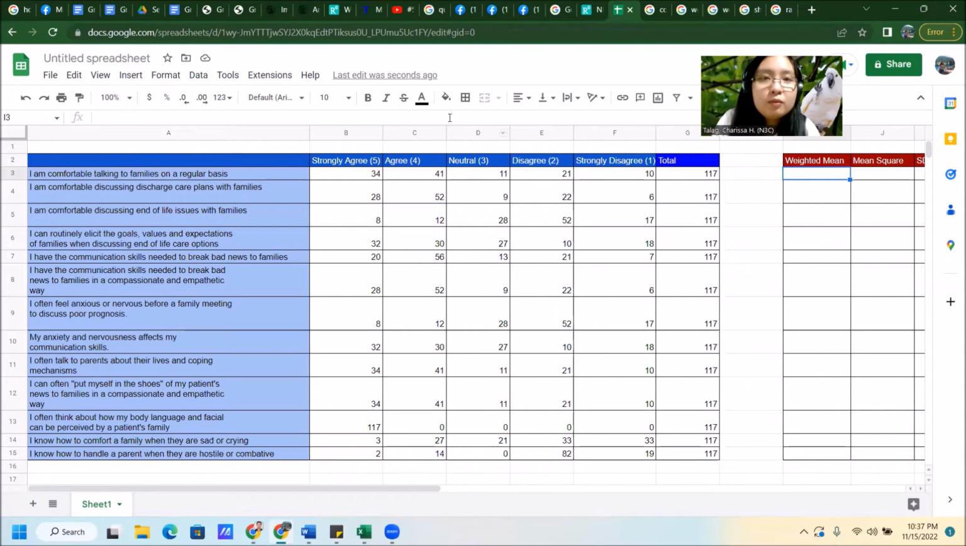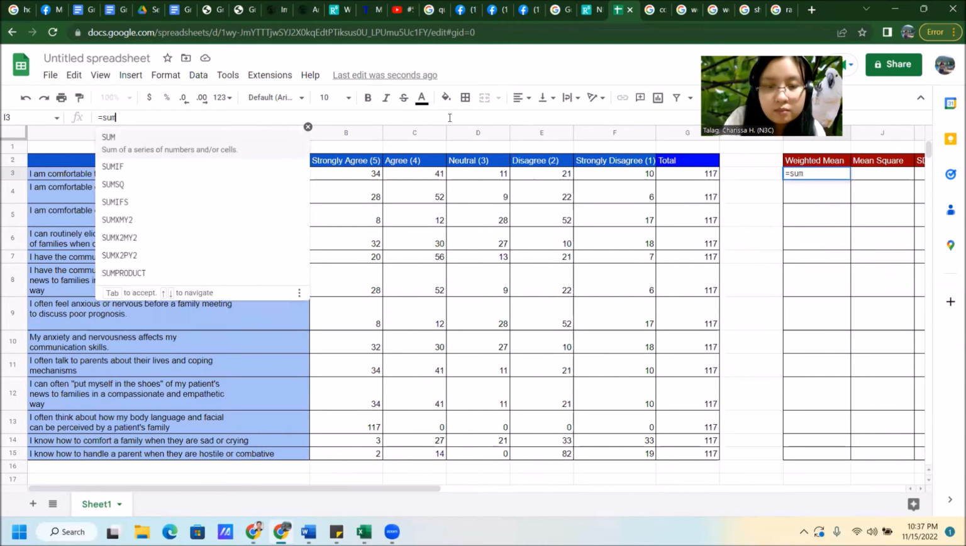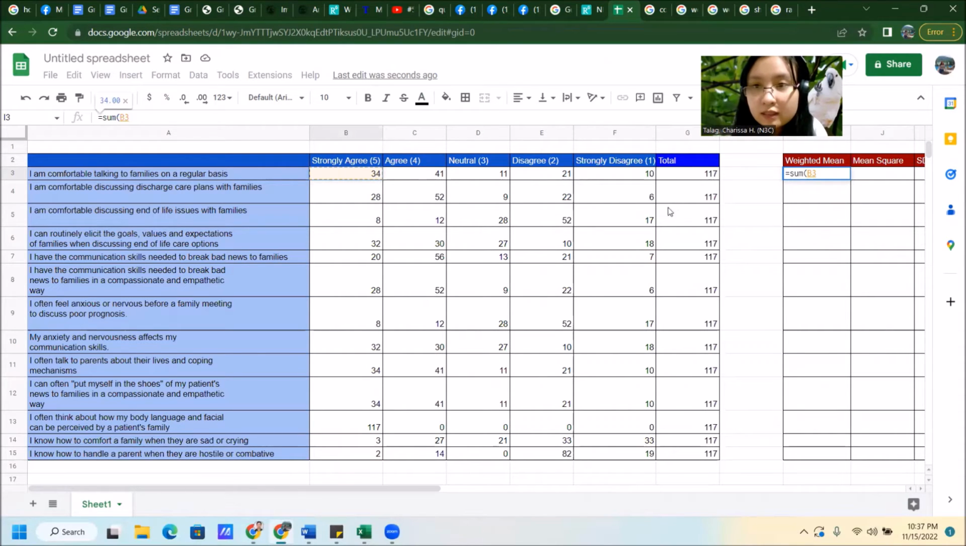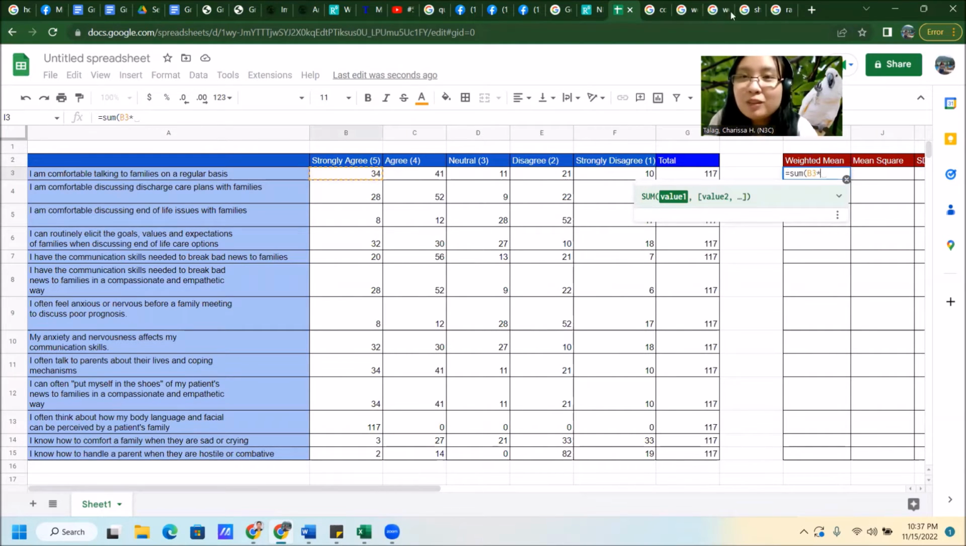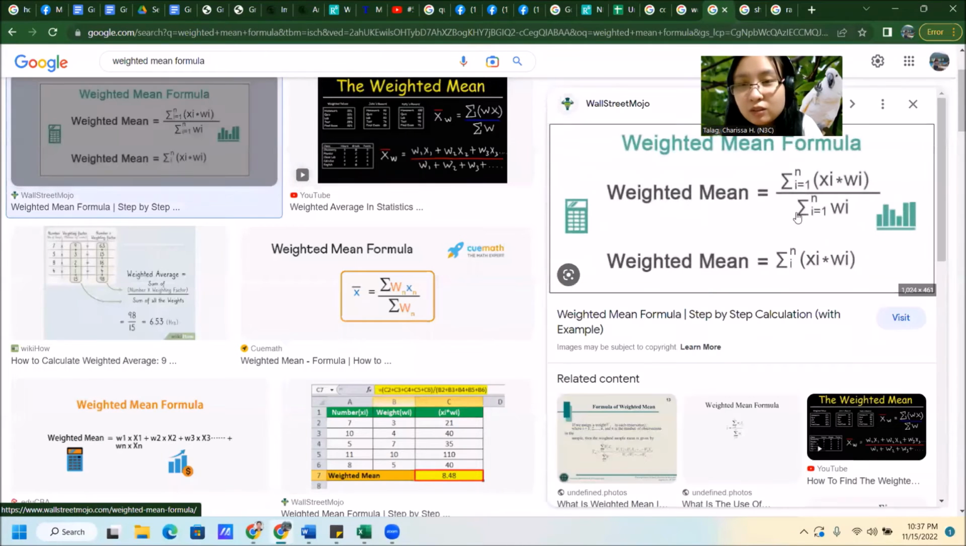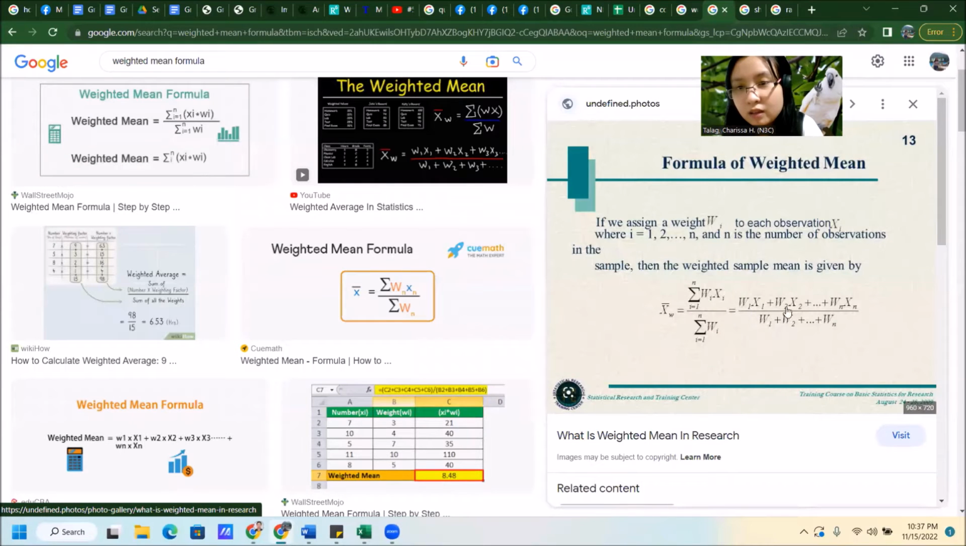Ayun nga. We will get the sum, 34 B3 times, wait, ito pala yung formula ng weighted mean. Ito yun, no? Gagamitin natin to formula sa taas. Ito mas clear. Ito yung gagawin ko sa Excel.